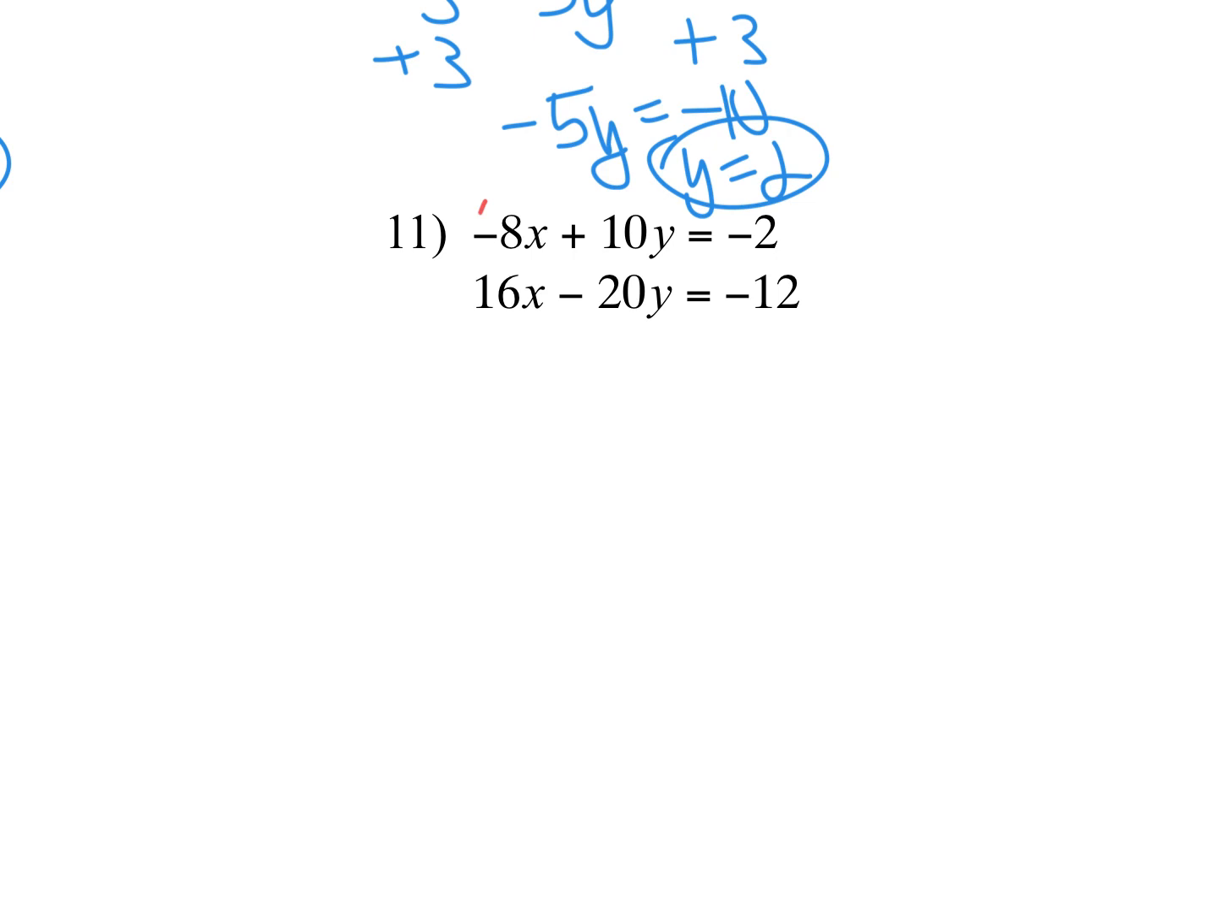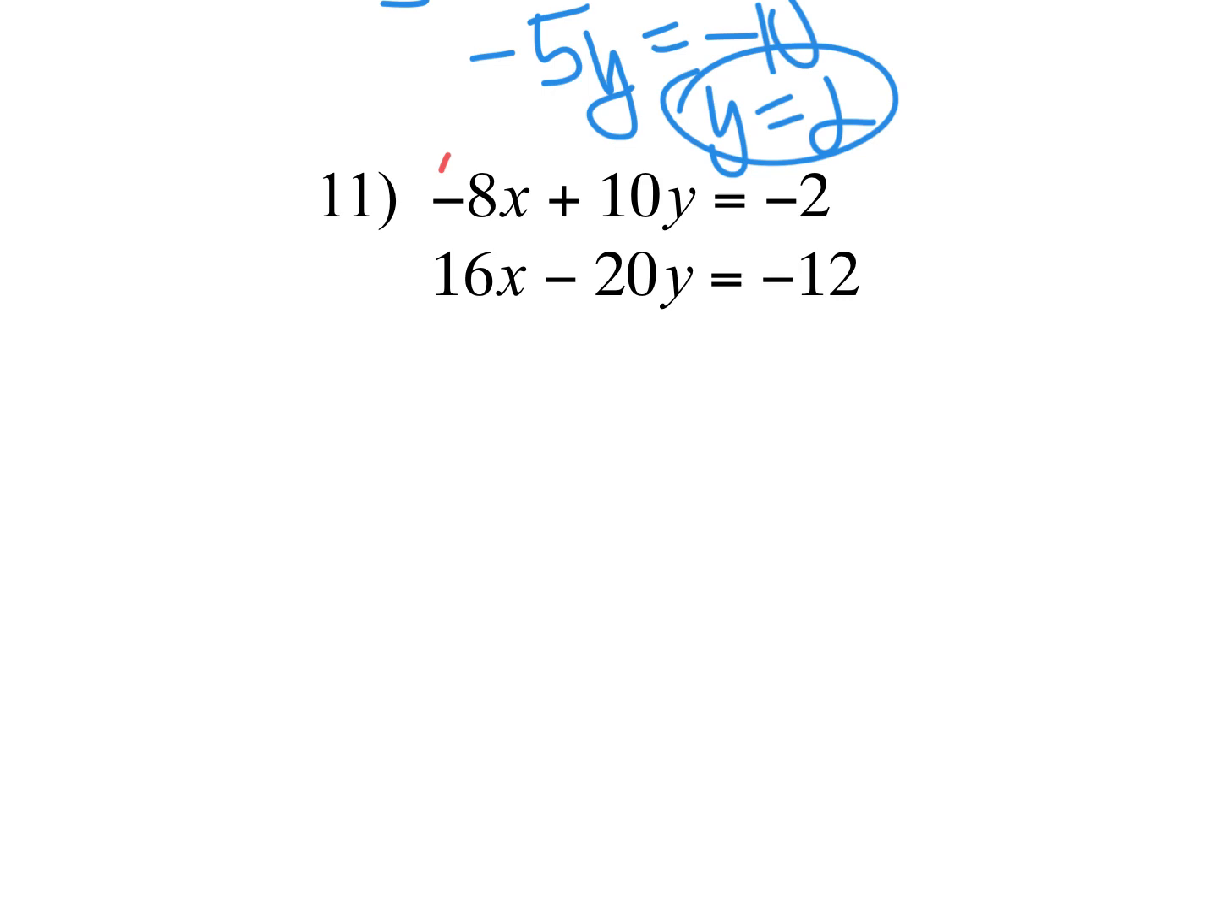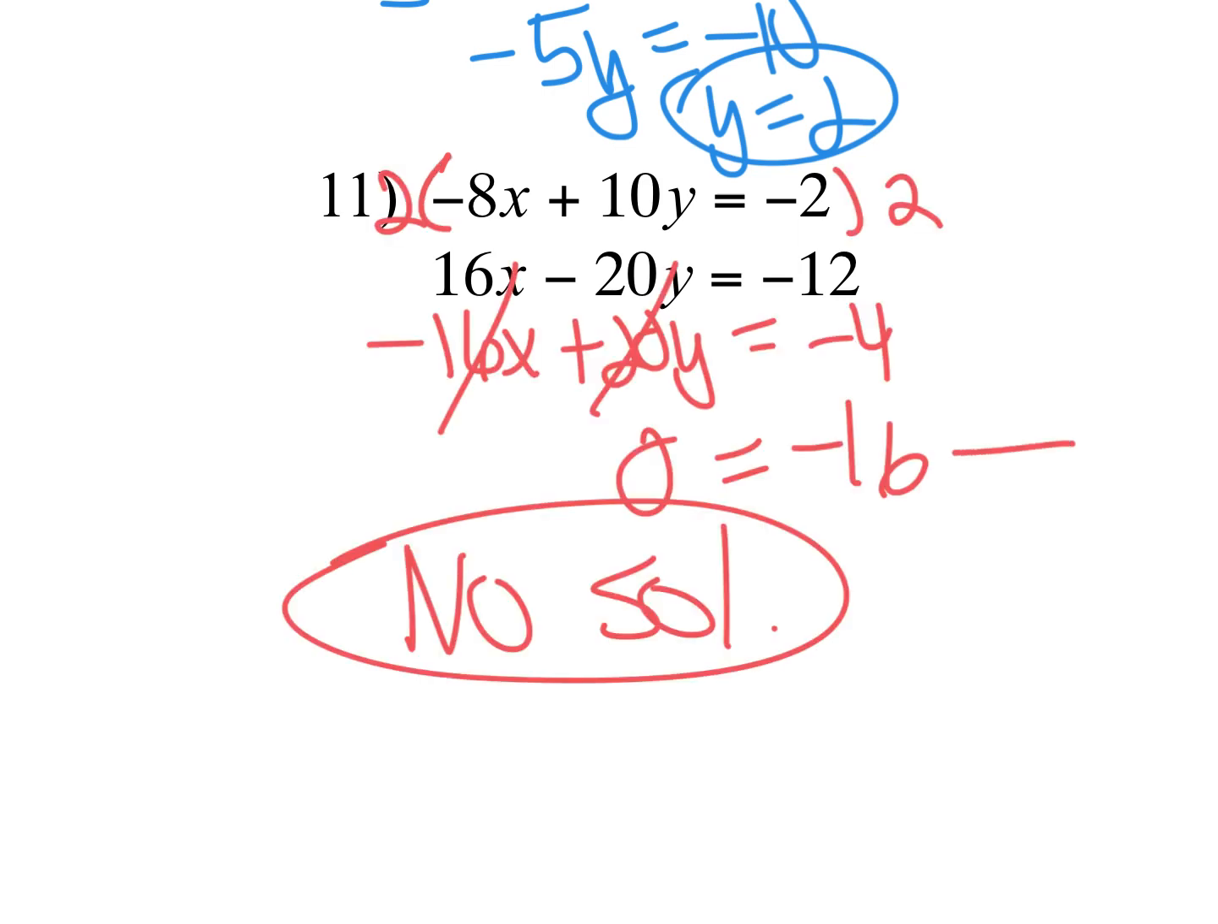Okay, would you look at that? It was another one of those tricky ones. Your x's all canceled and your y's all canceled, which means you ended up with an untrue statement when you were done. If it's an untrue statement, that means that there is no solution.